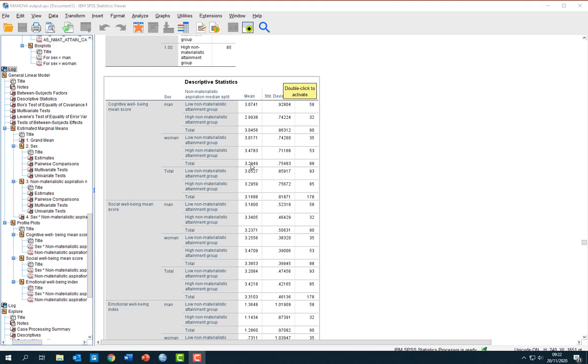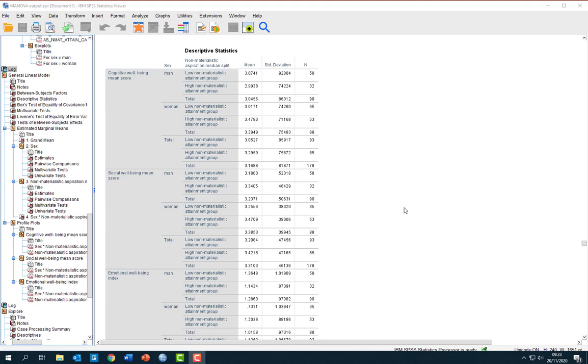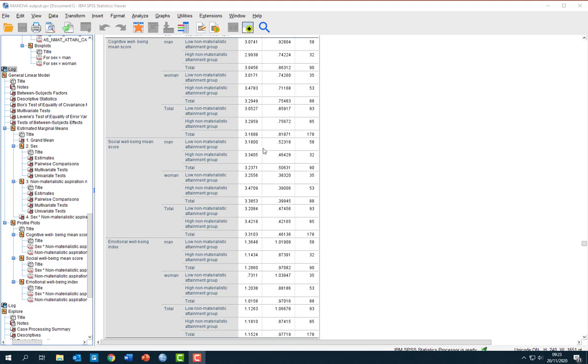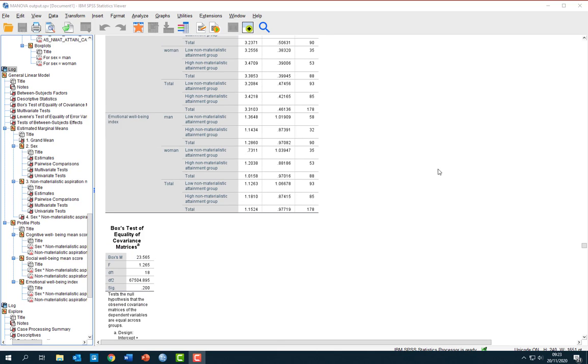And then if we look overall, regardless of gender, we see that people in the low non-materialistic attainment group are scoring lower on cognitive well-being than the higher attainment group. So we go through and look at each of these to get a sense of the patterns that are going on in the data. What I would tend to do, if I was doing this research and reporting this, is make notes to myself as to the broad patterns I'm seeing overall, between males and females overall, and between the high and low non-materialistic attainment groups overall, just to get a feel for what's going on.